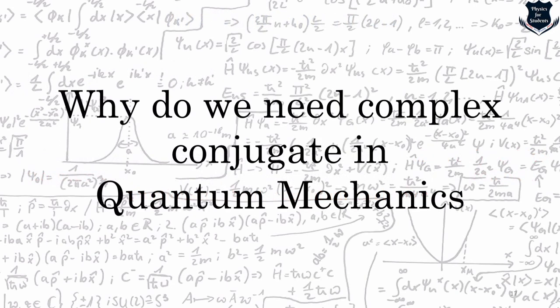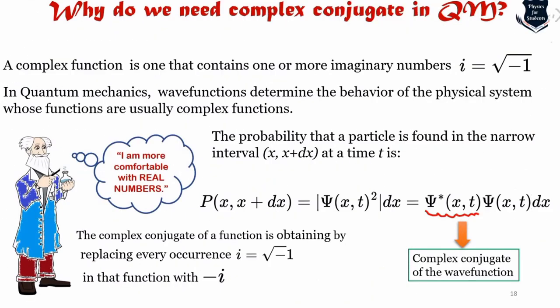Now, we all do the mathematics of quantum mechanics and we are experts in doing complex conjugates. But have we ever wondered why we need the complex conjugate in quantum mechanics at all? So here is a kind of illustration. You see, here is a person who is standing and he is saying, no, I'm more comfortable with real numbers. So a complex function has i equals the square root of minus 1. In quantum mechanics, wave functions determine the behavior of the physical system and are usually complex functions.